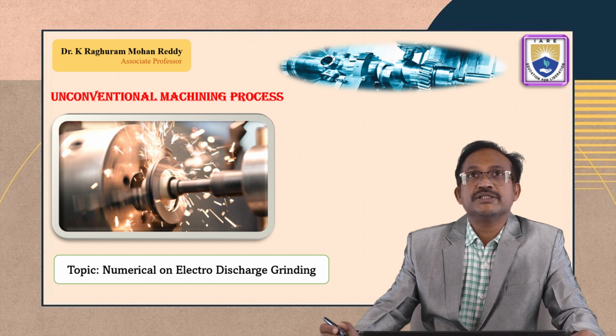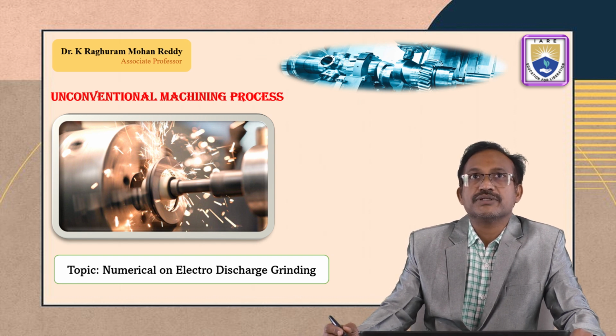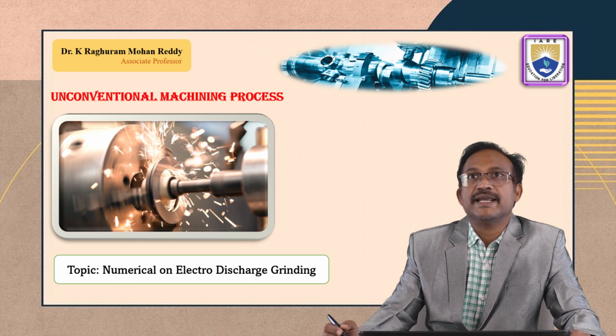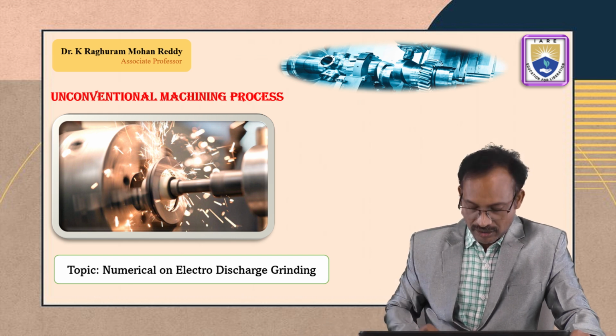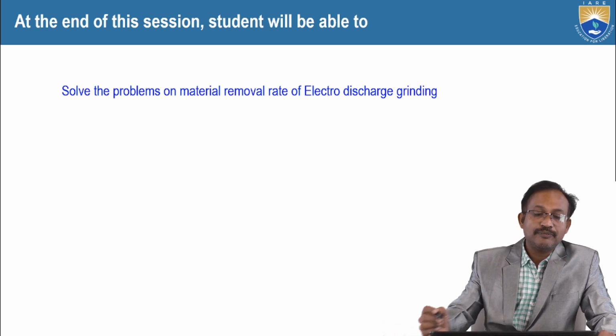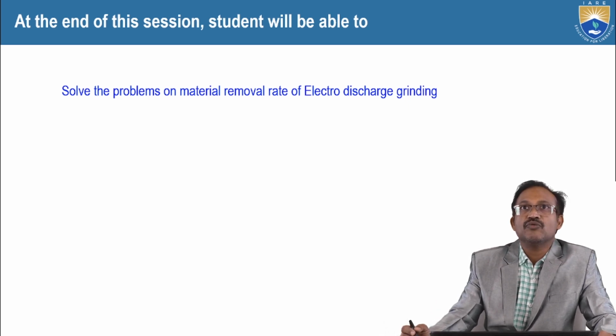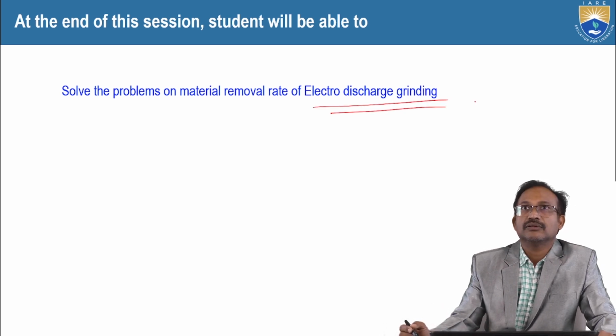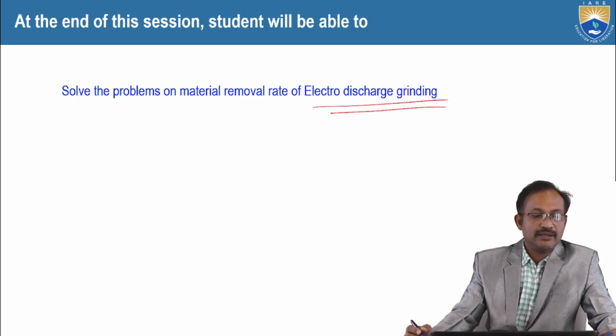The course name is Unconventional Machining Process and the topic is Electro Discharge Grinding Problems and Solutions. At the end of this session, students will be able to solve problems on the material removal rate of electro discharge grinding. This is almost similar to electro discharge machining, EDM.